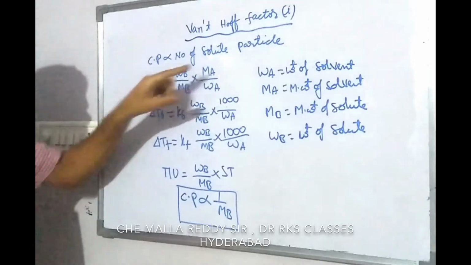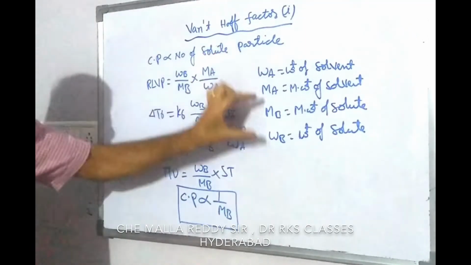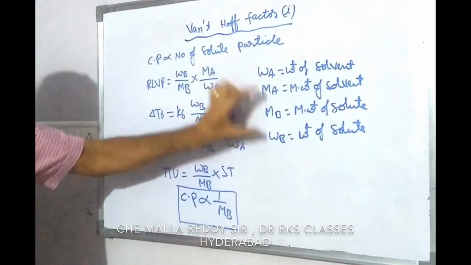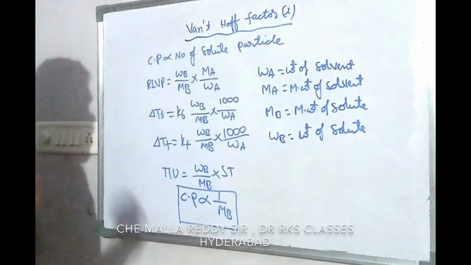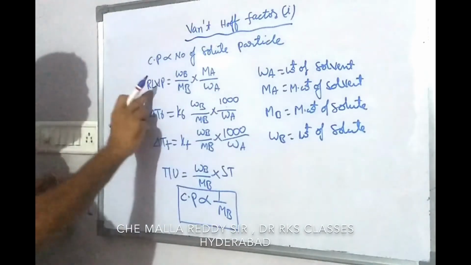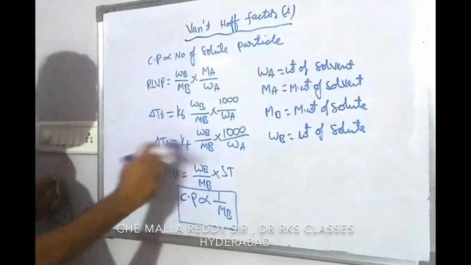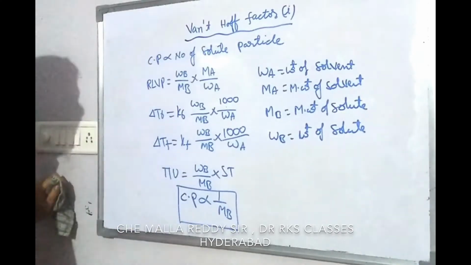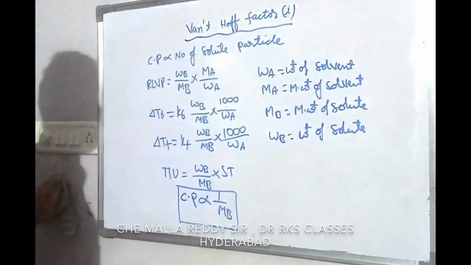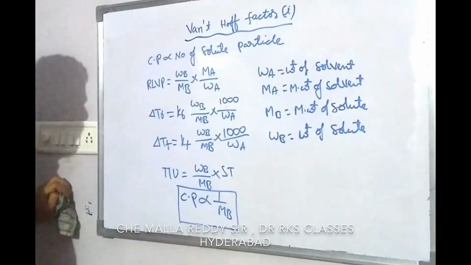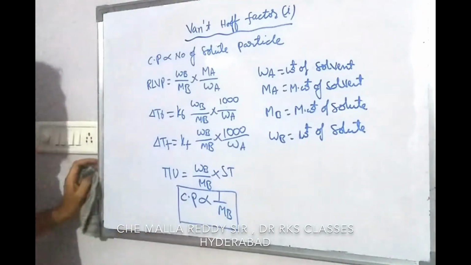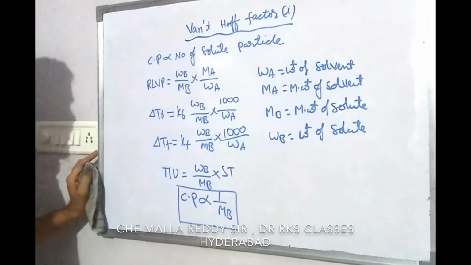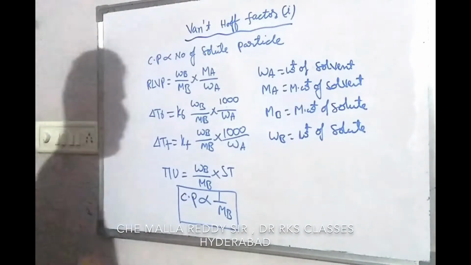Here A is nothing but the solvent, B is nothing but the solute. Just consider A is the solvent and B is the solute. Here all colligative properties are inversely proportional to the molecular weight of the solute. Colligative properties are directly proportional to the number of solute particles, and inversely proportional to the molecular weight of solutes. Here two definitions are important.